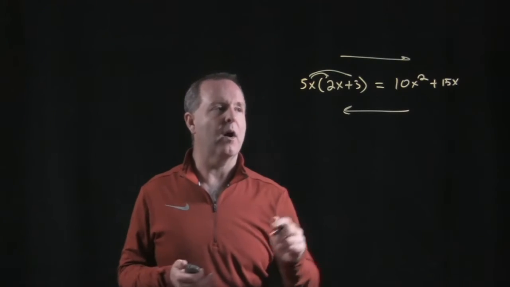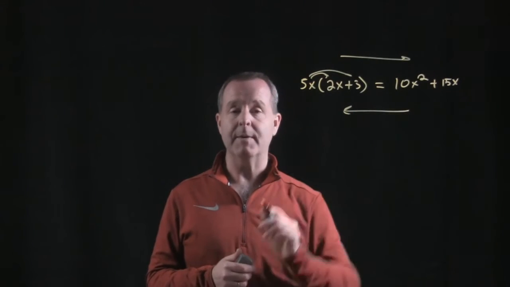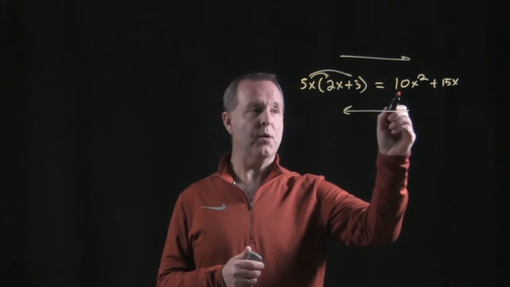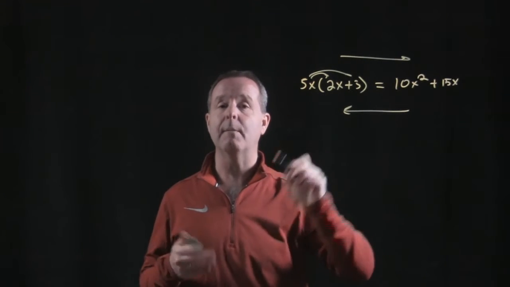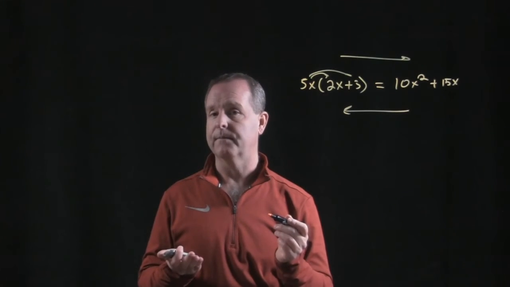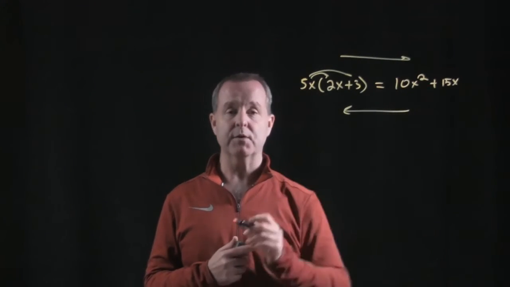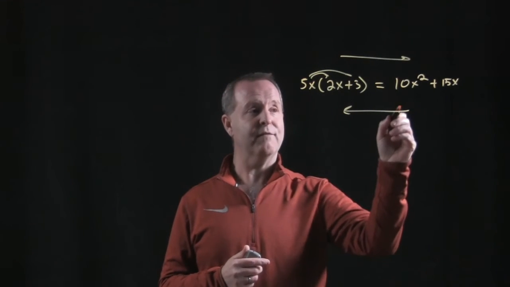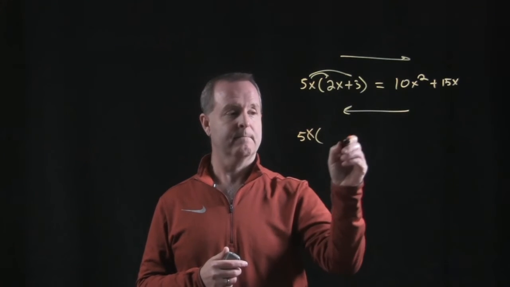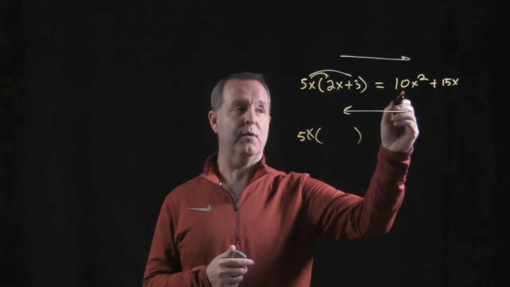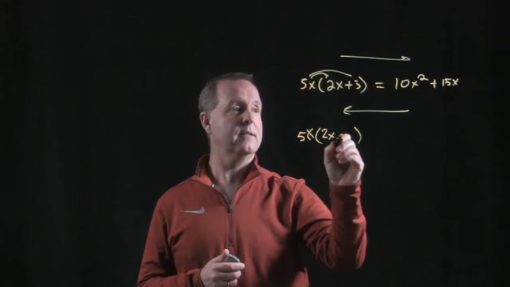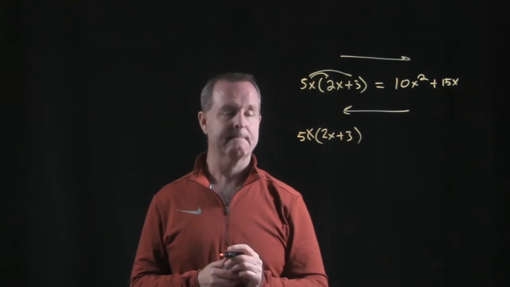What we're looking for are factors that are common to both of those terms. So in this particular instance, the largest common number that 10 and 15 share is a 5. The largest x that both of those share is an x. So I can factor out a 5x. And when I take a 5x out of both of those terms, what's left? I'm left with a 2x plus 3.